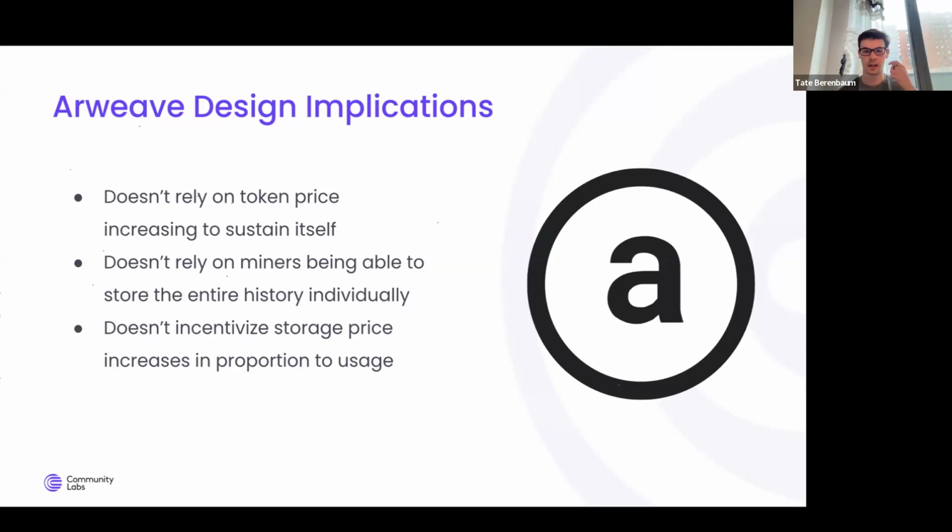And that's not good. That's not something that really scales in a way that we want, because that sacrifices user experience at the cost of increasing profit margins for network providers. Arweave doesn't do that. As Arweave is used more, storage price does not increase in proportion to usage. It's incentivized to decrease.